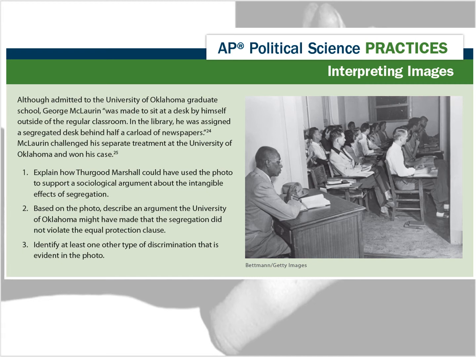So let's look at George McLaurin, who is admitted to the University's Graduate School, but is he really admitted? Look at this picture. You can see what's happening here. Thurgood Marshall probably could have used this photo to support a sociological argument about the intangible effects of segregation. I mean, you guys can imagine what he must be feeling like there. Also, the University of Oklahoma could probably say that this segregation didn't violate the Equal Protection Clause or the Brown versus Board of Education ruling. They might say, hey, he's got access to the same content, same opportunities, same location. But I mean, clearly we know that's not the case.